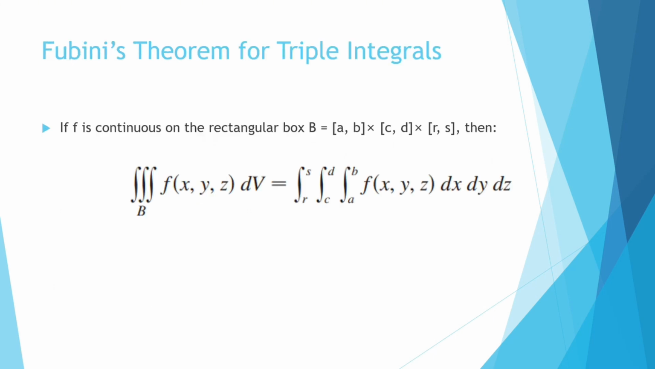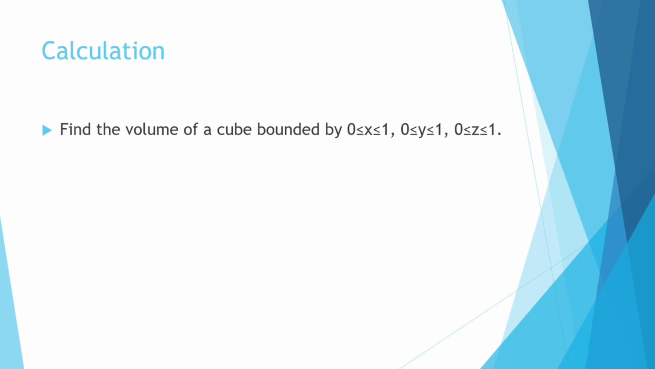Fubini's theorem tells us that if a function is smooth and continuous over a rectangular box, say, with x between a and b, y between c and d, and z between r and s, then we can compute the triple integral step by step. We can integrate in any order, first with respect to z, then y, then x, or any other sequence. So, here comes the first example.